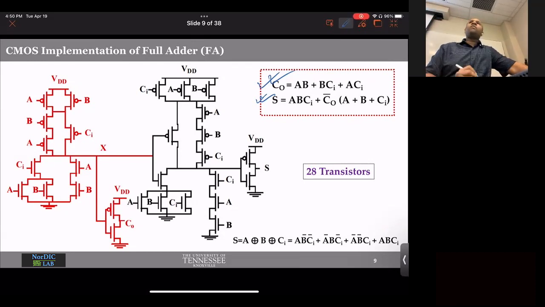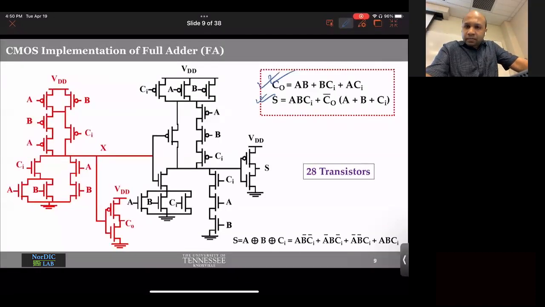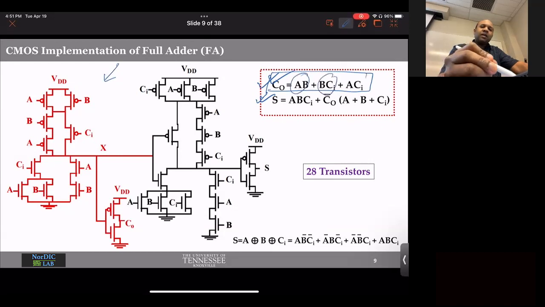So sum function and carry function. Let's try to implement that. Let's do it together again. Okay. Online folks, please pay as much attention as you can and ask me questions if you have any. Okay. Let's first implement the carry function, which is in the red zone. So AB, BC, AC. AC, BC. You see that? Do you see what changed here?